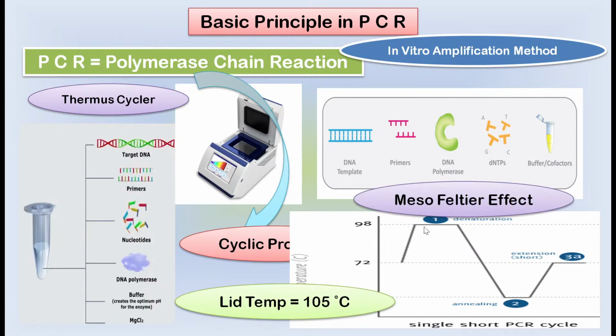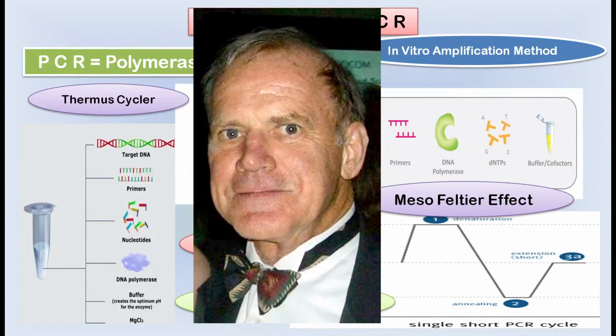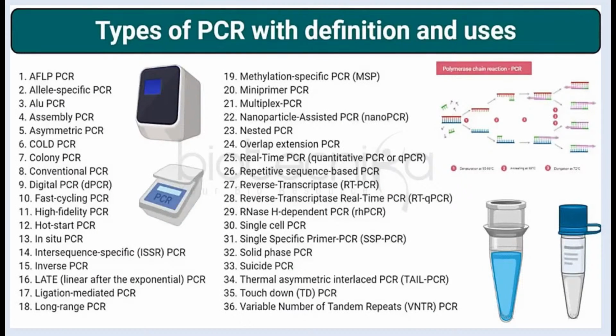And why do the rapid temperature changes occur in the PCR? Because of the Peltier effect. That is known as the Peltier effect. This is the physical phenomenon which is used in the PCR for rapid changing of the temperature. And Gary Mullis is the inventor of the PCR. He is a biochemist.